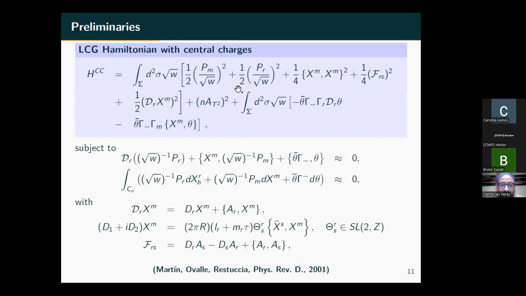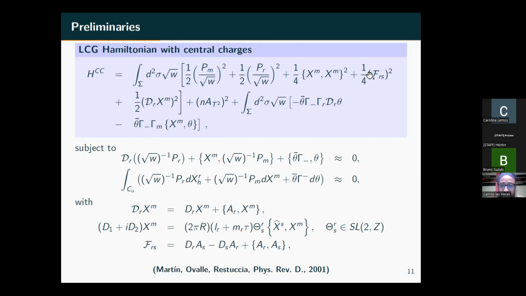The Hamiltonian of the M2 brane with central charges can be written in this way that we have here, where we have the kinetic terms, we have the bosonic potential related to the non-compact directions, we have a symplectic curvature that is written in this way, in terms of the covariant derivative, that is this expression that we have here. We have a symplectic derivative that is written in terms of the covariant derivative in this way. We have the central charge term, and we have the fermionic terms.